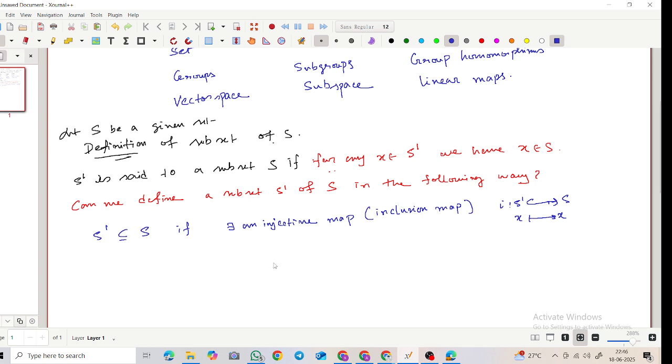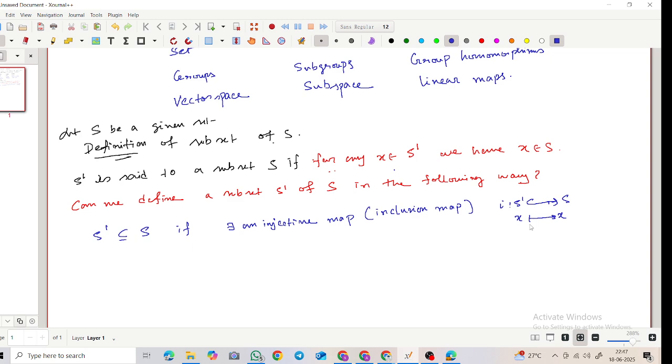One thing is obvious to you guys, I think, that if S prime is a subset of S, then there is an inclusion map, right? x going to x. But I think you guys are wondering why it should be for any injective map. I can understand that. You think that there might be injective maps from various sets to S, not every one of them should be a subset of S, right?